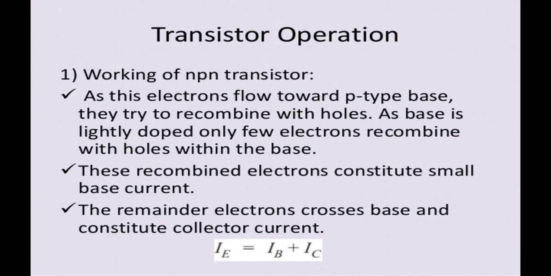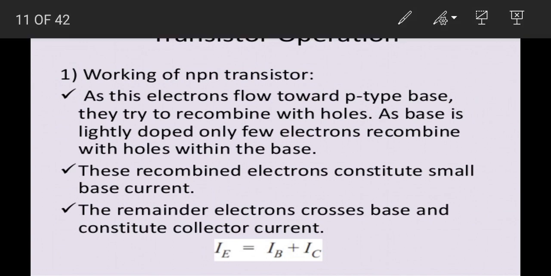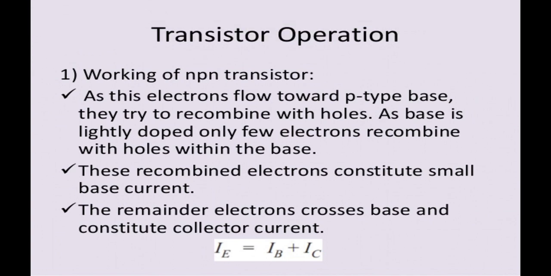IE means emitter current. IE is equal to IB plus IC, because the emitter current is divided into base current and collector current. These are the current equations of the three terminal transistor device.